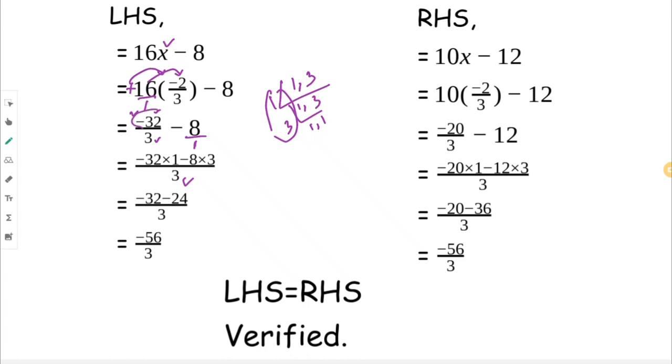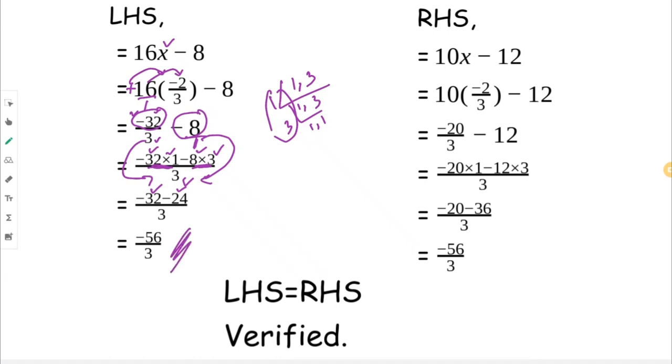Now let's try the first numerator, minus 32. Then 3, how many times are 3? 3 1s are. Next numerator is how much? Minus 8. So I've written, then like I said, 1 is here, right? 1, how many times are 3? 1 3s are 3. Now let's multiply. Minus 32 into 1, I'll get minus 32. Minus 8 into 3, I'll get minus 24. Both minus, I can add them, but my sign will be minus. So minus 32 minus 24 is minus 56. So left hand side is minus 56 by 3.